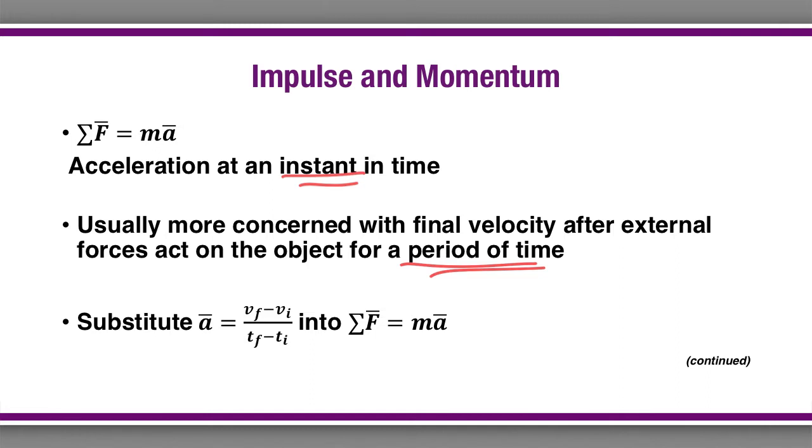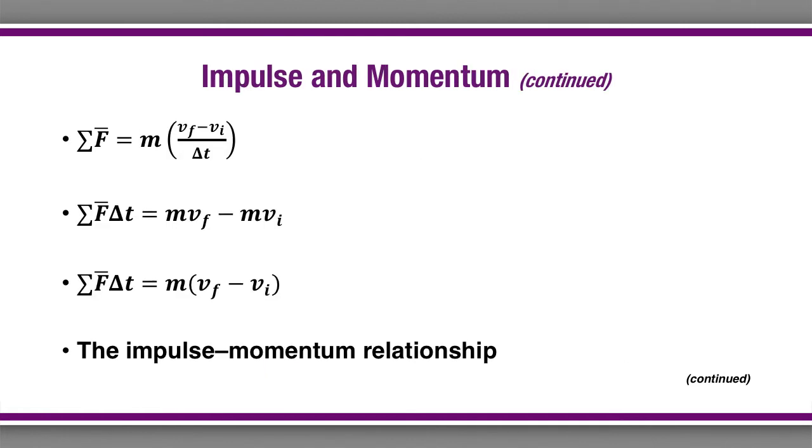So what we can do here to look at average net force instead of a force or acceleration at an instant in time, we can substitute acceleration equals change in velocity over change in time. So this will then give us average net force instead of instantaneous net force.